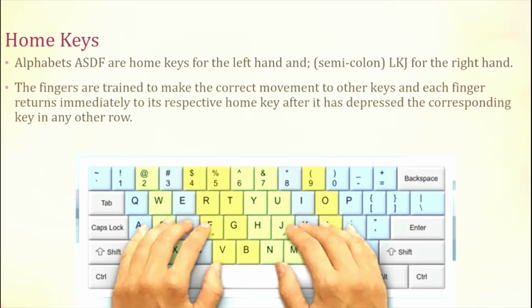The fingers are trained to make the correct movement to other keys, and each finger returns immediately to its respective home key after it has pressed the corresponding key in any other row. This means if the index finger of the right hand is going to type Y, it will move to Y, press the Y key, and then move back to J. This method is followed by every finger of either hand.